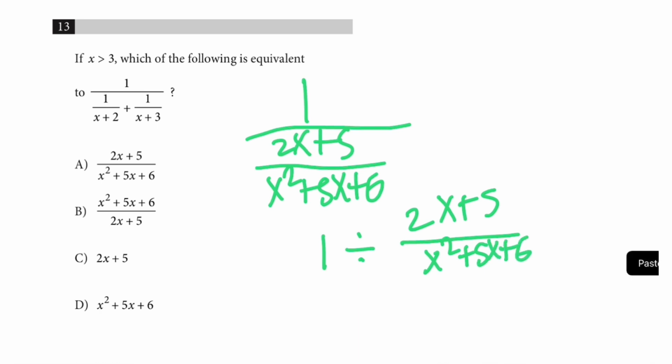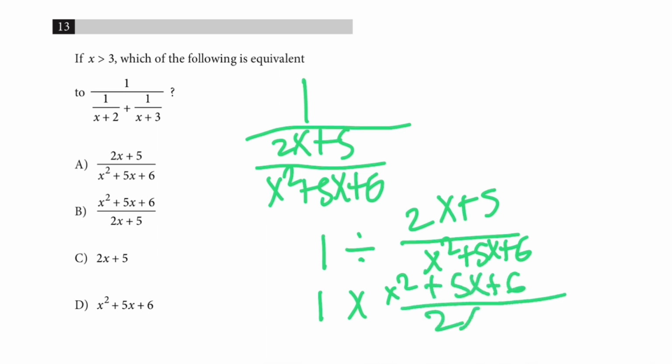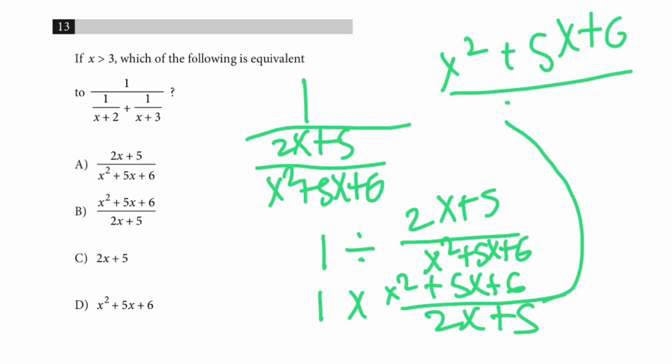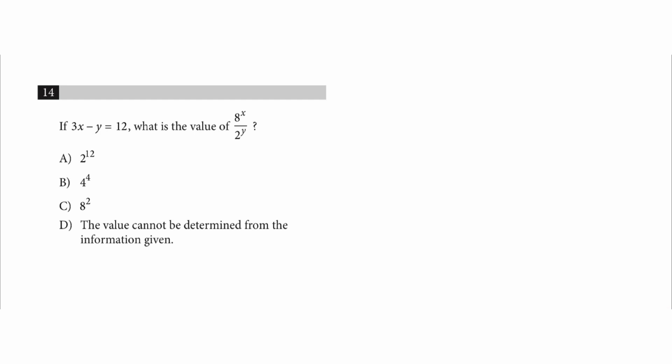But when you're dividing by a fraction, you're really just multiplying by its reciprocal. So it's 1 times x squared plus 5x plus 6 over 2x plus 5. So now if you multiply that by 1, anything times 1 is just itself. So that's why it's going to be x squared plus 5x plus 6 over 2x plus 5, which again, just repeating it, was b. So this question tries to trick you by including the answer choice D, because it's like, oh, well, maybe it's possible you can't solve the question, so that's probably the right answer. But it's not.